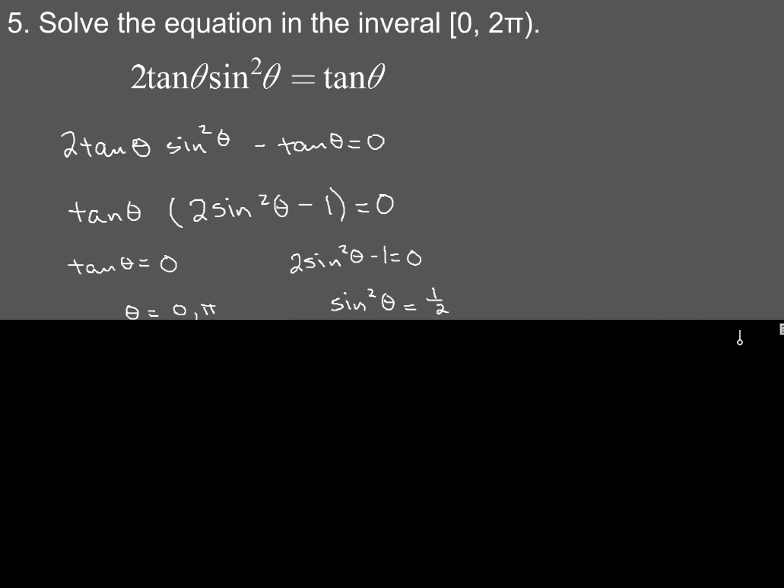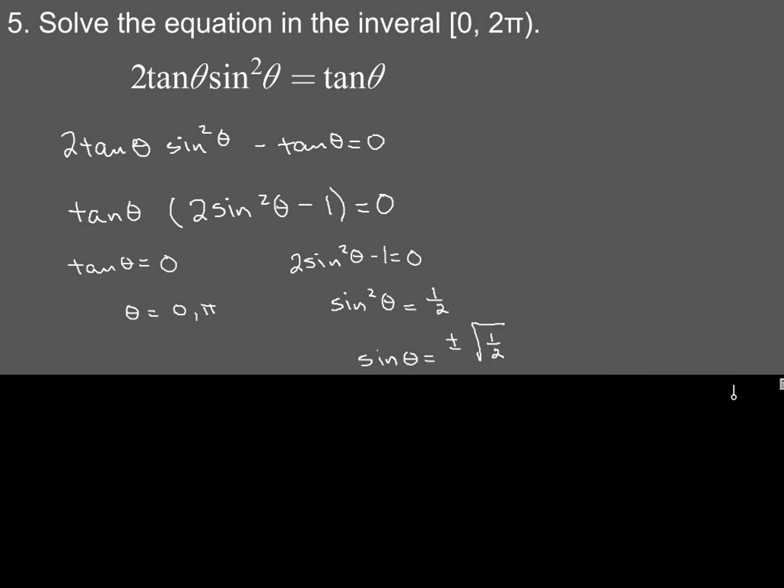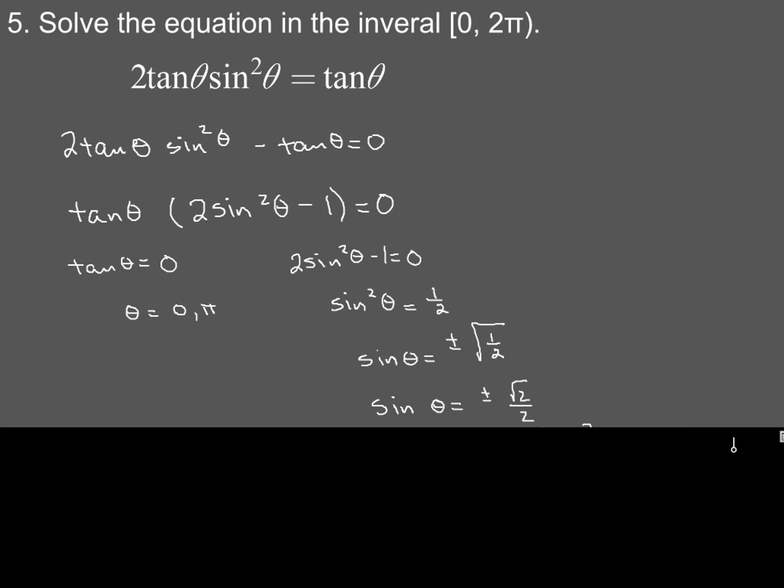You're going to have to take the square root of both sides. Now be careful. Make sure that you take plus or minus the square root of 1/2. Don't just take the positive, but you need both positive and negative. Now when you rationalize the square root of 1/2, you'll end up with root 2 over 2. So your solution is going to be sine theta equals plus or minus root 2 over 2.